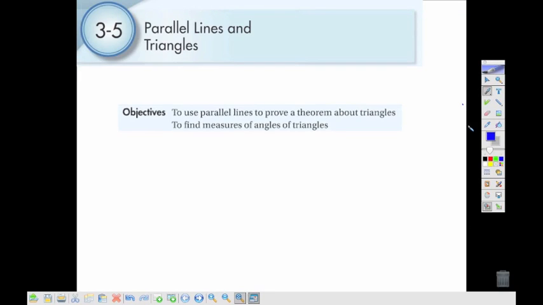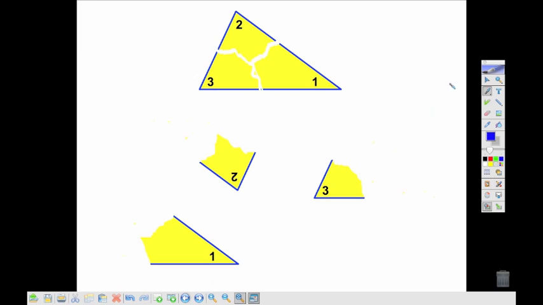In section 3.5, we're looking at how parallel lines relate to triangles. We're going to use parallel lines to prove theorems about triangles, and then find measures of angles in triangles. Something they start out with is thinking about the measures of the angles in a triangle.